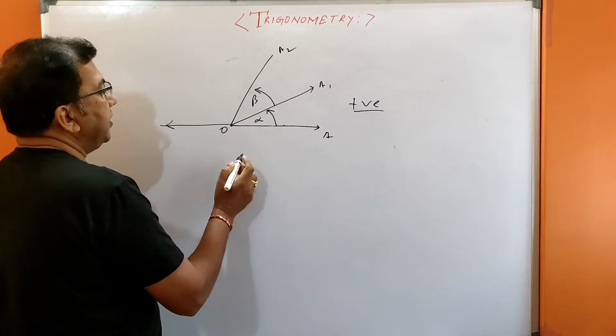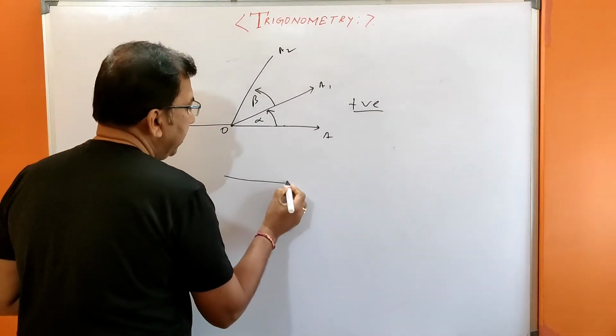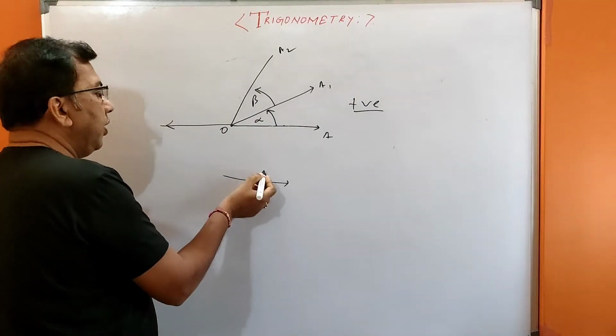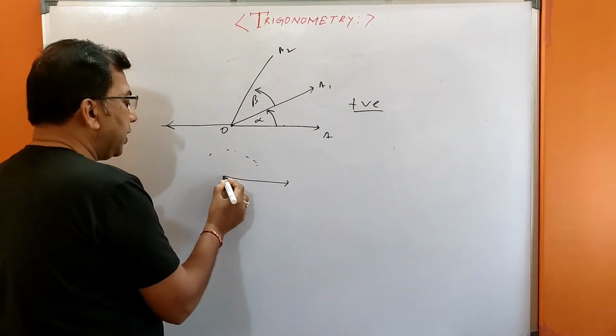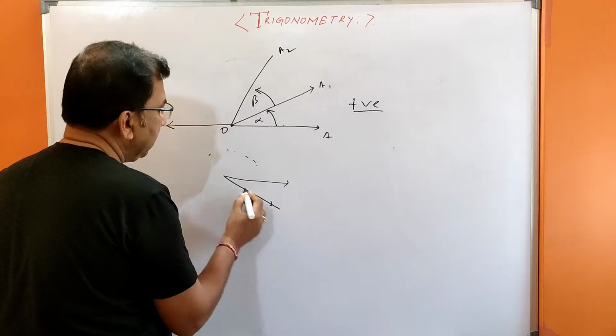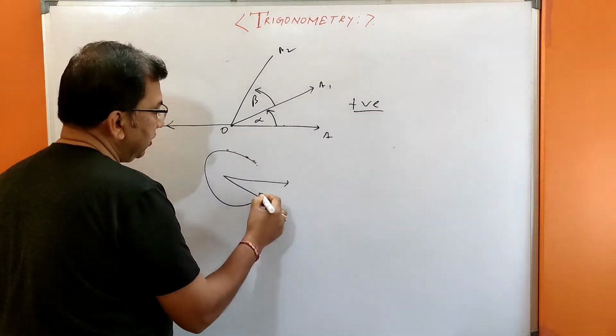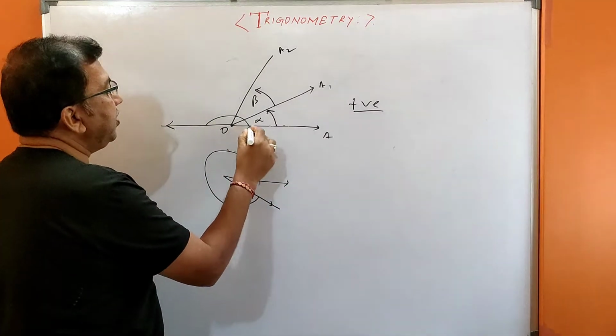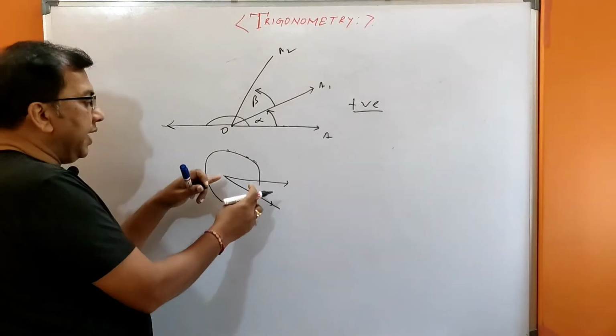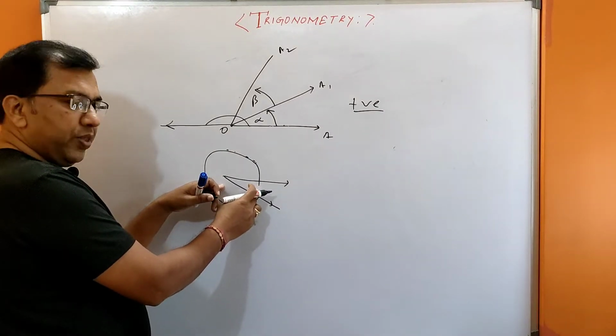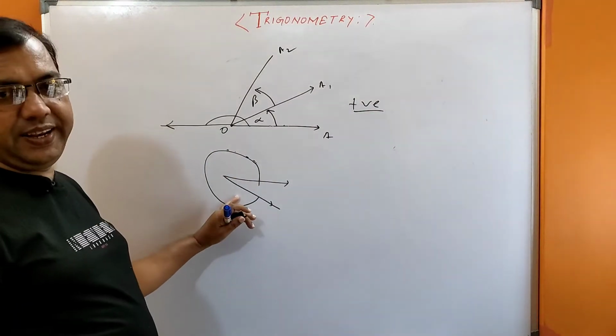Then it rotates. Suppose this is the initial position, and rotating, it comes out here. This is also an angle greater than 180. This is 180, this is greater than 180 but less than 360. Clear? And this is a positive angle.